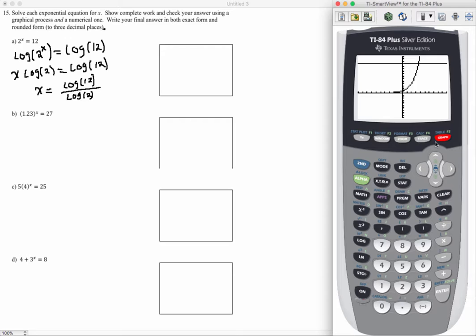And aha, voila, we see that we have a nice point of intersection in the view screen, which means we can use the calc menu. Second calc. Go to option number 5 for intersect. We're going to go to first curve, second curve, best guess. In other words, hit enter 3 times, and we get the intersection is at 3.5849625 if you want to write it all the way out there.